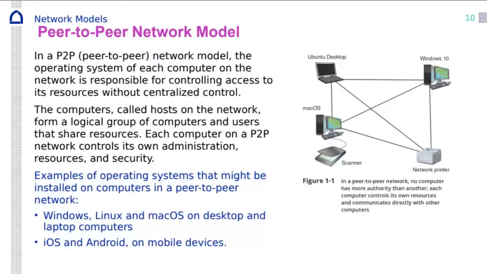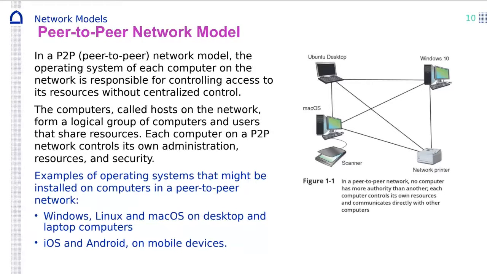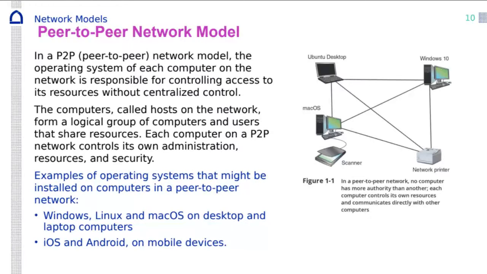Okay, last slide. Peer-to-peer network model. The operating system of each computer on the network is responsible for controlling access to its resources without centralized control. So each device can act as a server or client. We don't have a dedicated server. That's why it's called peer-to-peer. And they are all the same power.